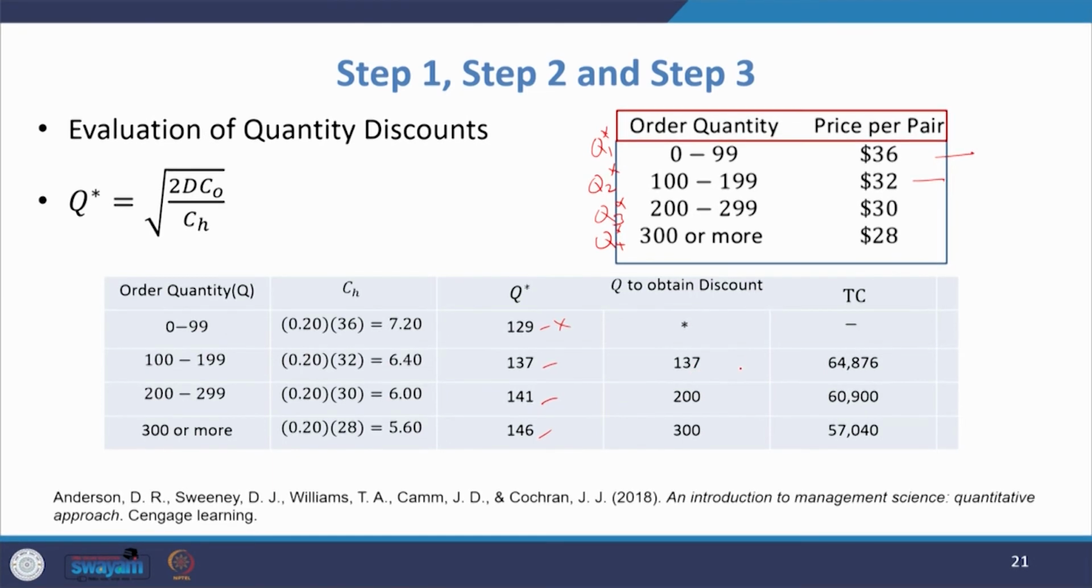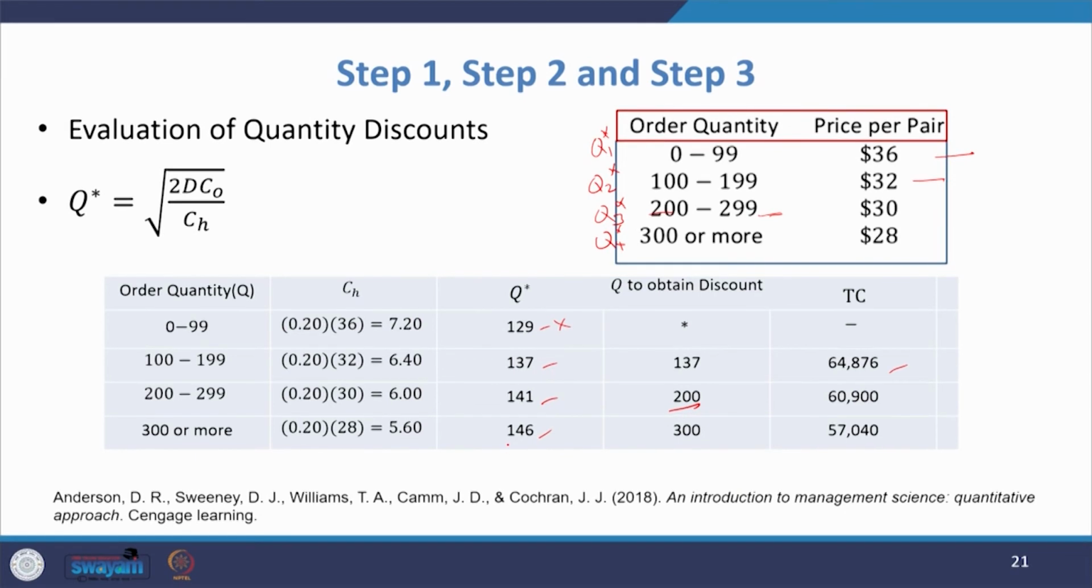If it is 137, we have to find out what is the total cost. So, what is the total cost? Here, for 137 units, the annual holding cost plus annual ordering cost plus purchasing cost, that is 64,876. Look at Q3, Q3 is 141. So, 141 is not falling in this range 200 to 299. So, if it is 141, what is the next highest value upward? 200. So, 200 should be the order quantity. For this order quantity, we have to find the total cost.